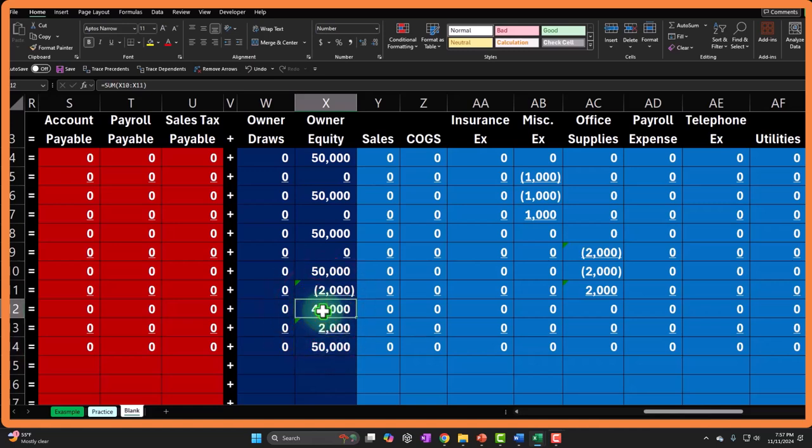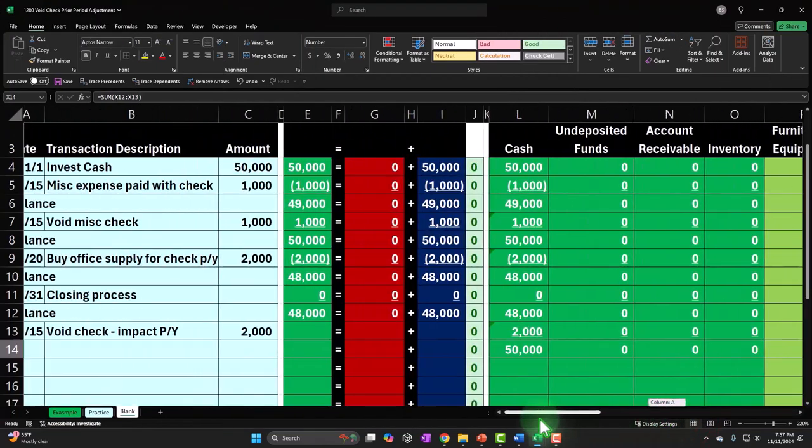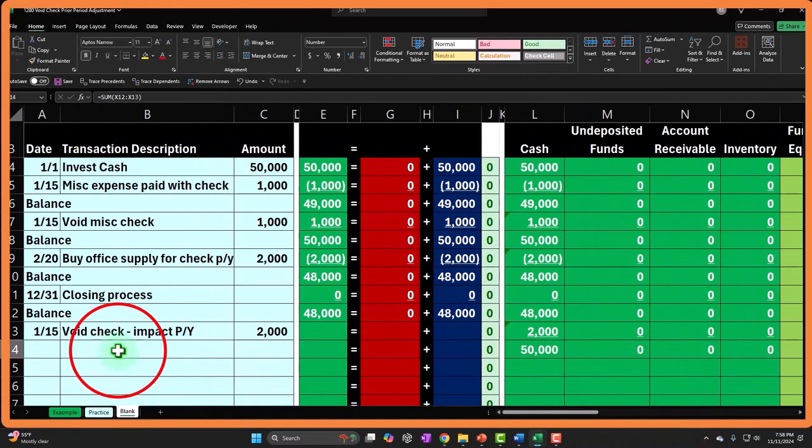And now, because I deleted the check as of the beginning of this period, it's now at 50,000. And that, again, is a very common problem for tax preparation for small businesses in particular, as they try to clean up prior year books and have these prior period transactions. So how do we fix that?